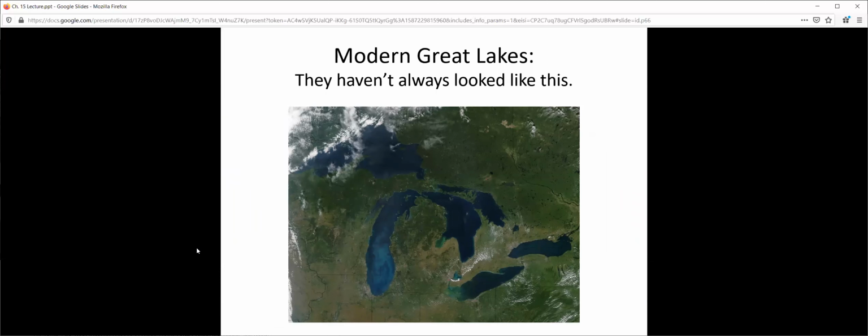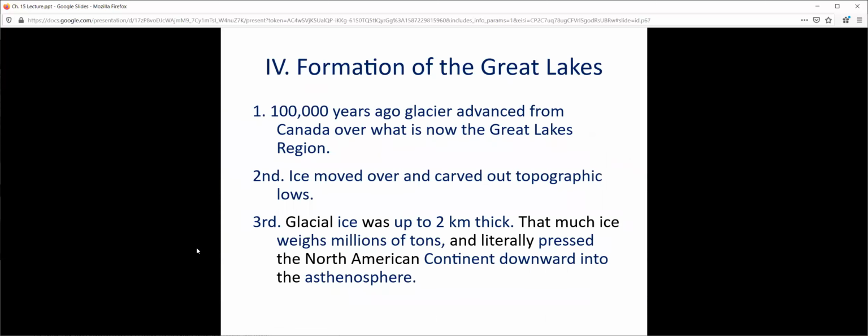As I said, Great Lakes look a certain way. They haven't always looked that way. So about 100,000 years ago, a glacier advanced from Canada over the region that we now call the Great Lakes. Over time, the ice moved over and carved out topographic lows, and then the glacial ice at that point was up to 2 kilometers, 2,000 meters thick. That much ice weighed millions of tons, right? That 2 kilometers of ice would be rather heavy, and literally pressed the North American continent downward into the mantle.